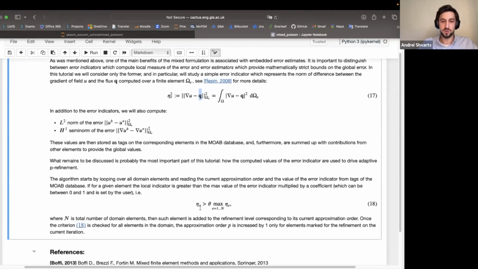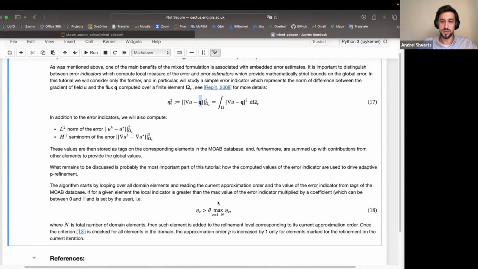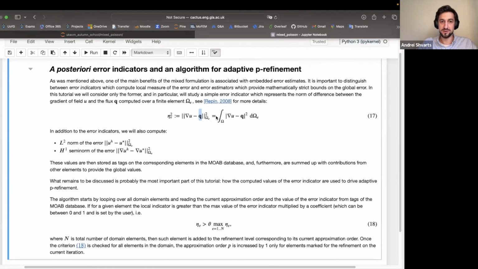And the criterion that we're going to use for choosing the elements where we're going to increase the approximation order is given over here in this last equation. So if for a particular element, we find that the value of this error indicator computed on this element is greater than the maximum value of the error indicator over all the elements in the domain multiplied by some parameter theta, then we're going to refine this element.